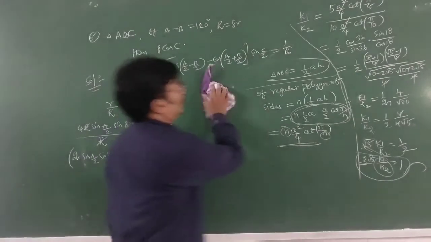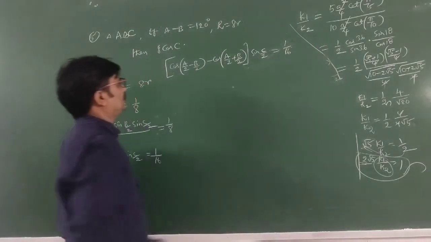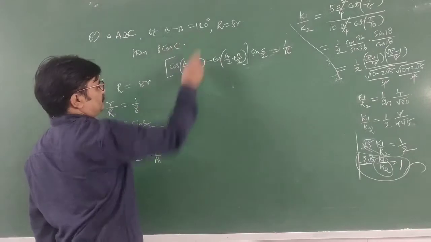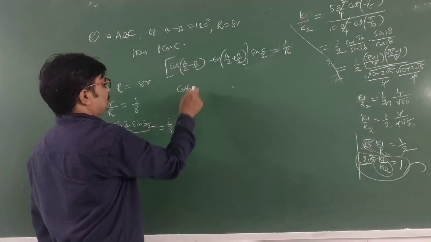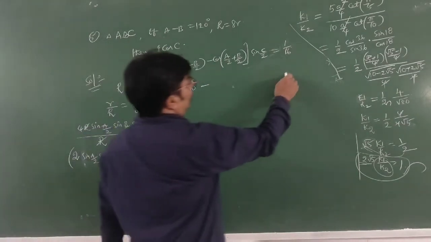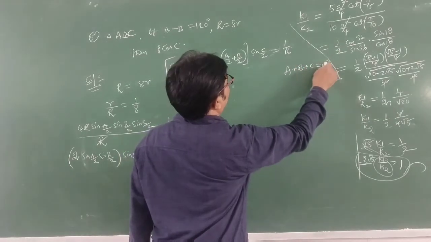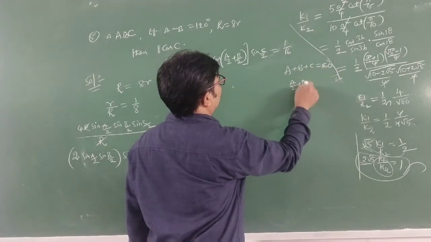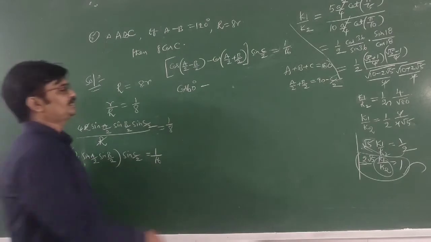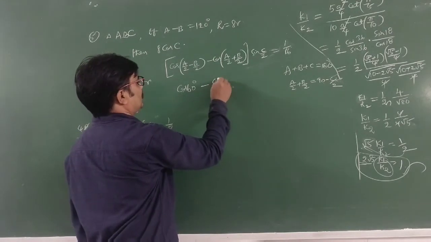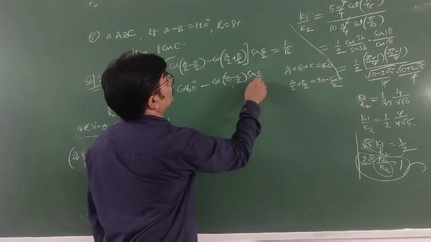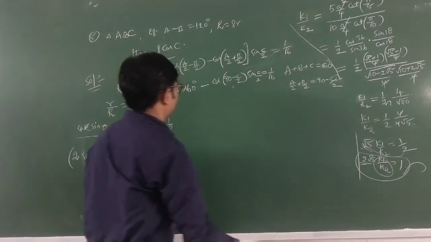So dear students, what we observed? A by 2 minus B by 2, you can divide it by 2, so A by 2 minus B by 2 is 60, cos of 60. After that, we know that A plus B plus C is 180 degrees, so A by 2 plus B by 2 equals 90 minus C by 2. Cos of 90 minus C by 2 equals sin C by 2, equal to 1 by 16.